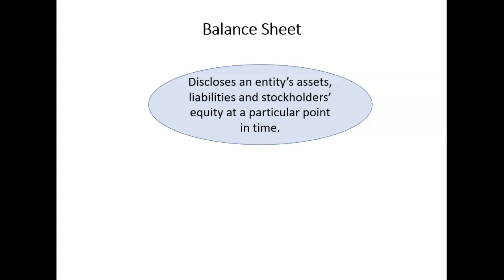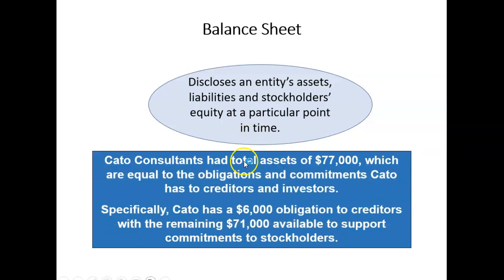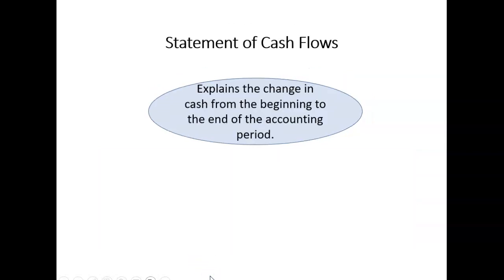And then the balance sheet discloses our assets, liabilities, and stockholders' equity at a particular point in time. See, the balance sheet is as of a specific date, meaning that these are going to be our account balances on a specific date. So this is saying that total assets on a certain date equal $77,000. Total liabilities on a certain date equal $6,000. Total stockholders' equity on a certain date equals $71,000.